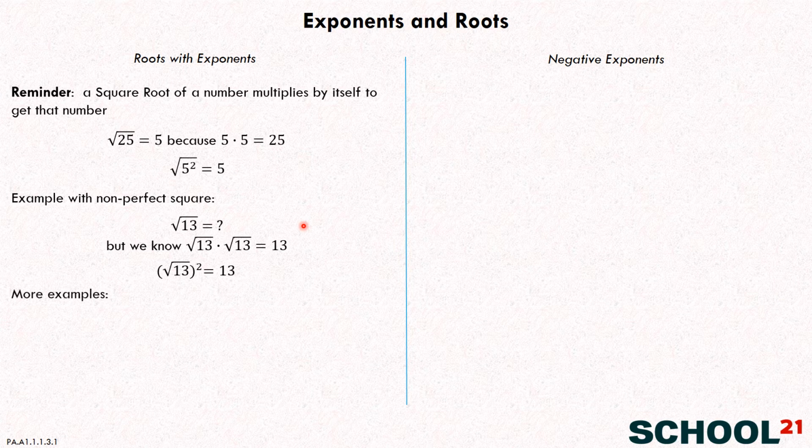So now let's look at a couple more examples. What do you think this is? The square root of 19 quantity squared. 19. Good, because those cancel out, just like the examples we were just looking at. Okay, let's look at another example. How about this? 14. Good, because the square root and the squared kind of cancel each other out.